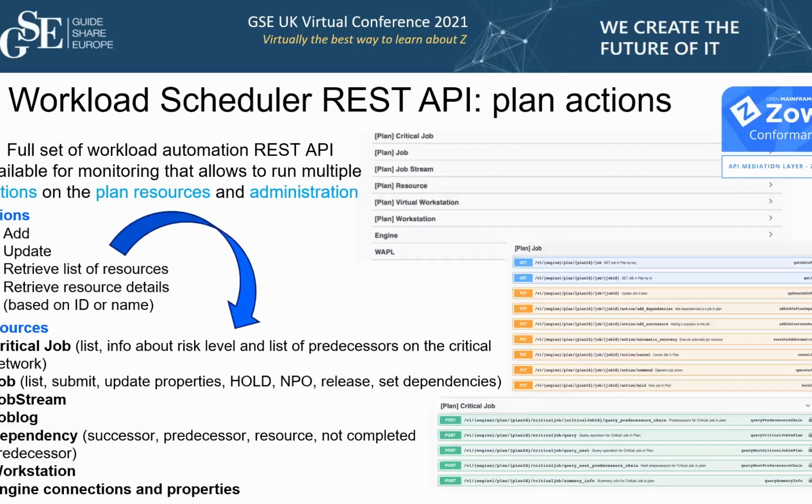The second group of API available as part of the workload scheduler and available in the Zowe API mediation layer are the API that enable you to act on the plan resources. So in this case, you can add or update a resource in the plan, or again, you can retrieve a list of resources that are in the current plan, as well as retrieve detail of a specific resource based on the ID or the name. The resources that you can act on are, again, job stream, as for the database, but even specific information about critical job, like the list or info about the risk level or the predecessor of a critical job in the network.